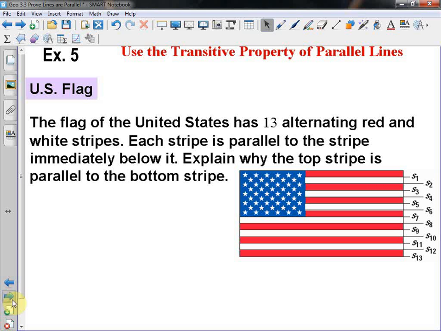Okay. Does that make sense to us, that the top should be parallel to the bottom? Yes. So it's saying that stripe 1 is parallel to which stripe? Stripe 2, the one right below it. Stripe 2 is parallel to stripe 3. 3 is parallel to 4, parallel to 5, 6, 7, 8, all the way down to 13. This is what's called the transitive property.